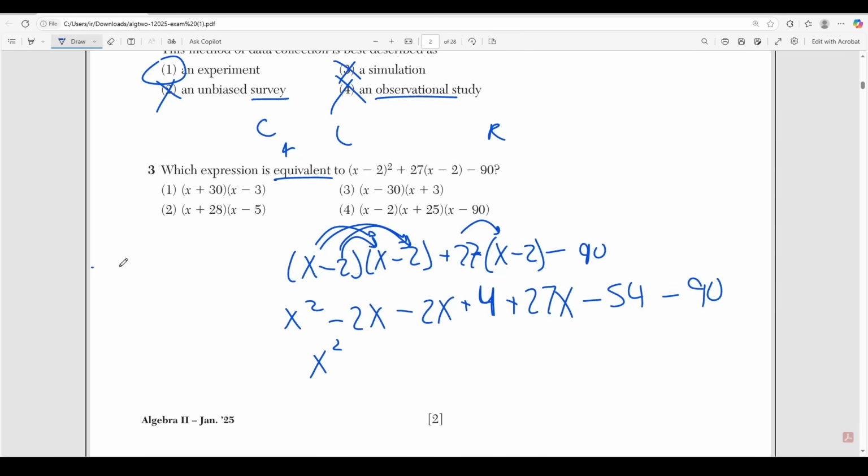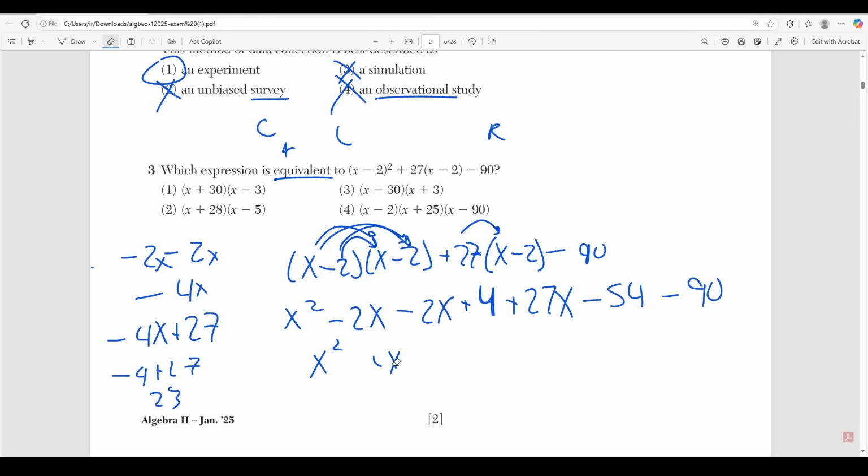Negative 2x minus 2x, well, negative 2 minus 2 is negative 4, so that's negative 4x, right, if you just slap on the x's at the end? And negative 4x plus 27x, well, what's negative 4 plus 27? Oh, it's 23, so this has to be positive 23x, okay? So this is positive 23x, okay? Then we'll move on here.